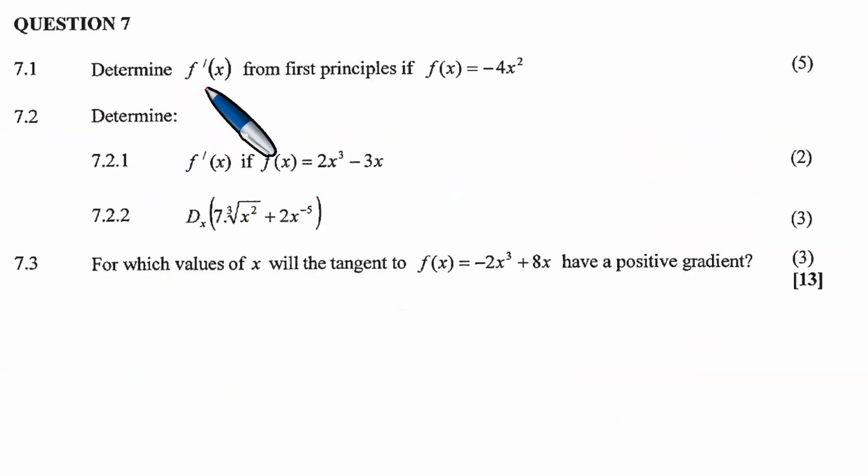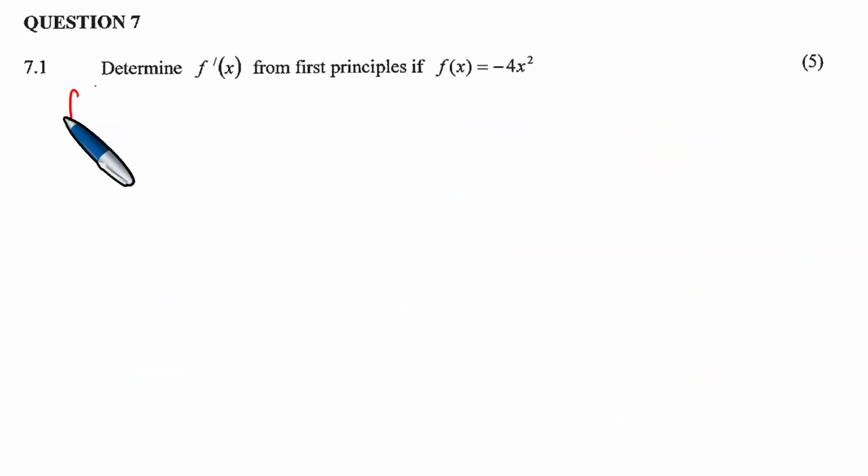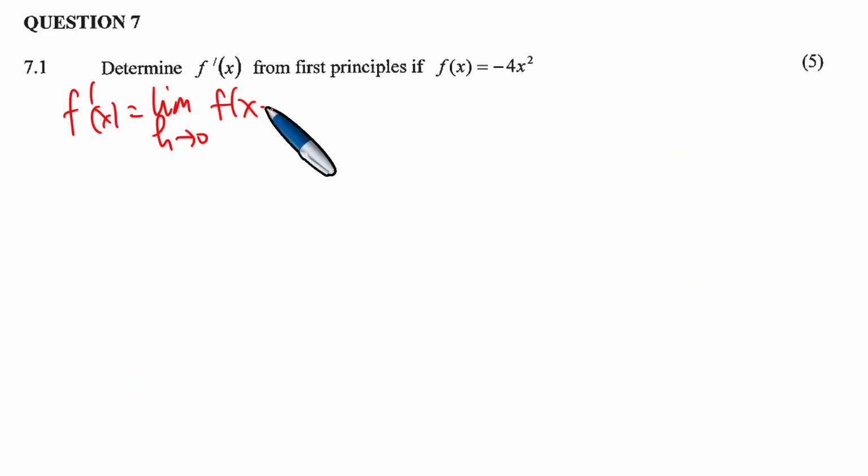Right, you need to determine f prime of x from first principles. Now we're discussing first principles of calculus. And to find the first principles of calculus, we need to know the following formula. f prime of x is the limit as h tends to 0 of f of x plus h minus f of x, you divide everything by h. This is calculus. This prime means a derivative.